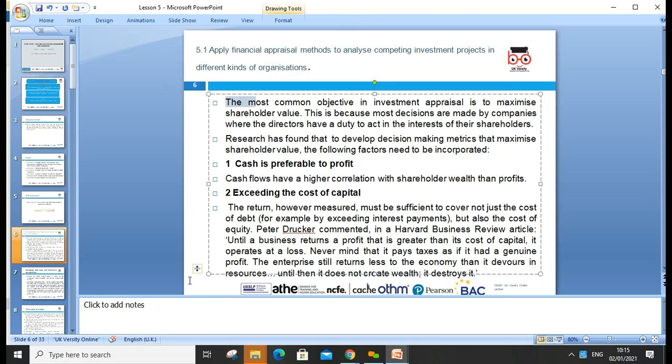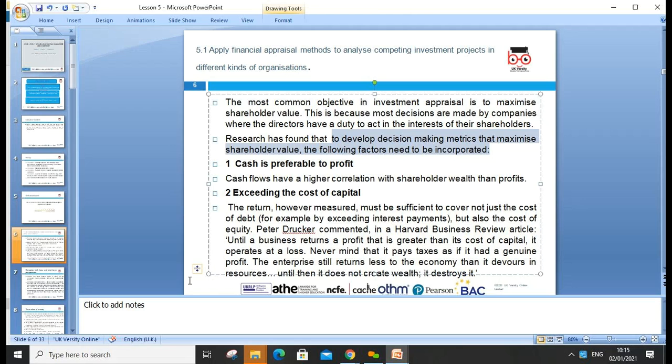The main objective of investment appraisal is to maximize shareholder value, because a good project will maximize shareholder value. The value of the shares will go up, not down. That's the key objective. In most decision-making in companies, directors have a duty to their shareholders. Research has developed decision metrics that maximize shareholder value.